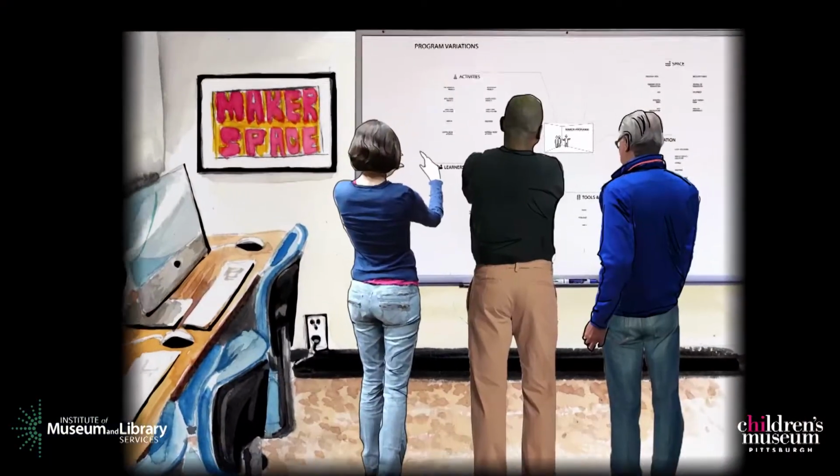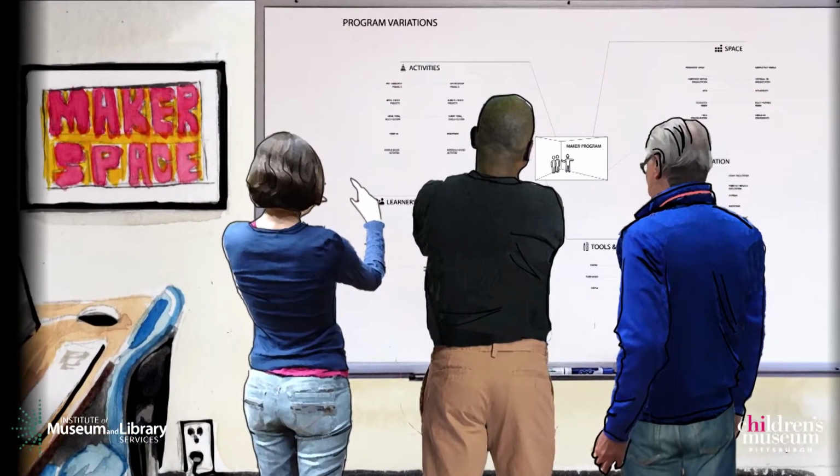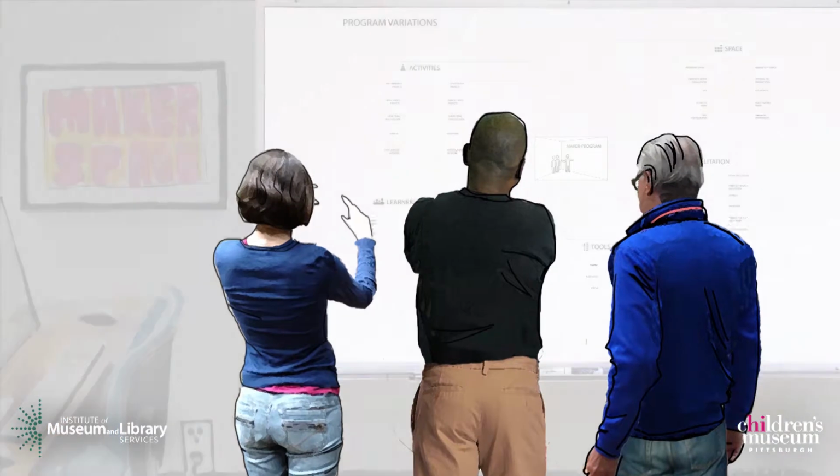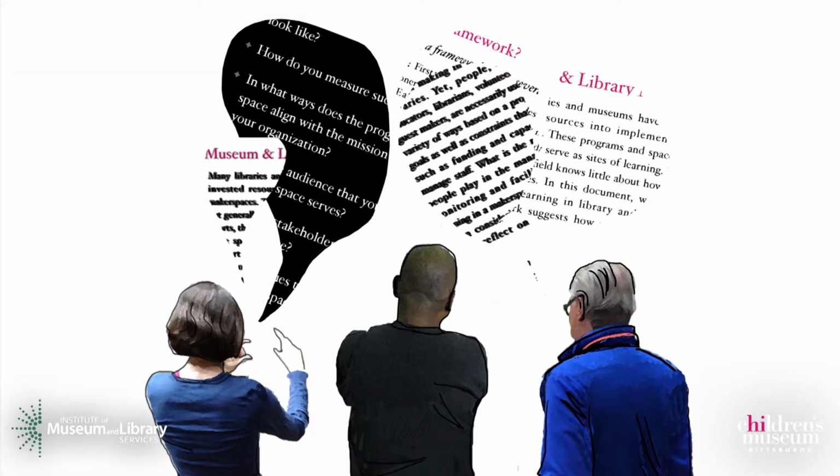The way you use the program variation tool is with a team of colleagues. These colleagues can be from your organization as well as from across organizations. A first step in using the tool is to really determine what is your area that you want to focus on through the use of the tool. For example, if you're just starting to plan for your makerspace or maker program, you might want to consider it as a whole. If you've been at it for a while, you may want to think about one program area or one activity that you want to focus on.